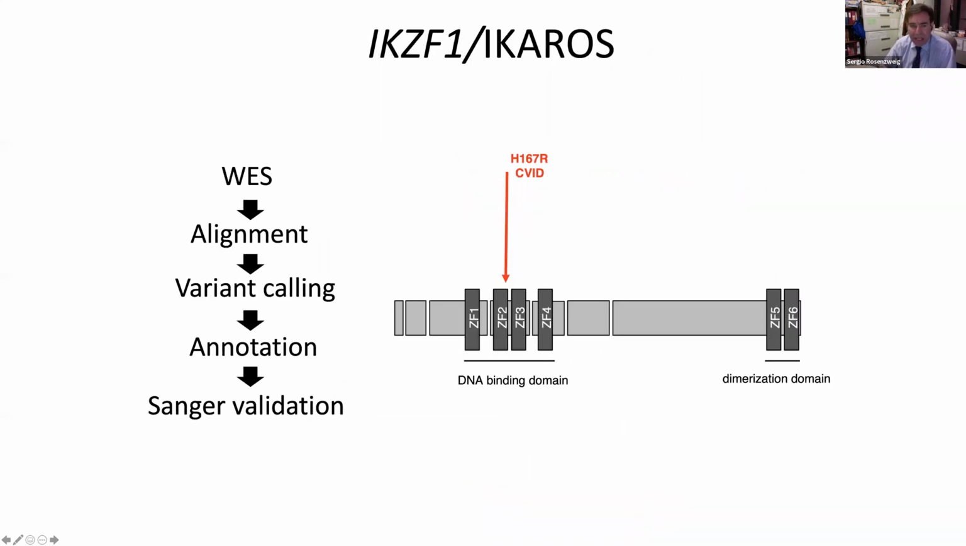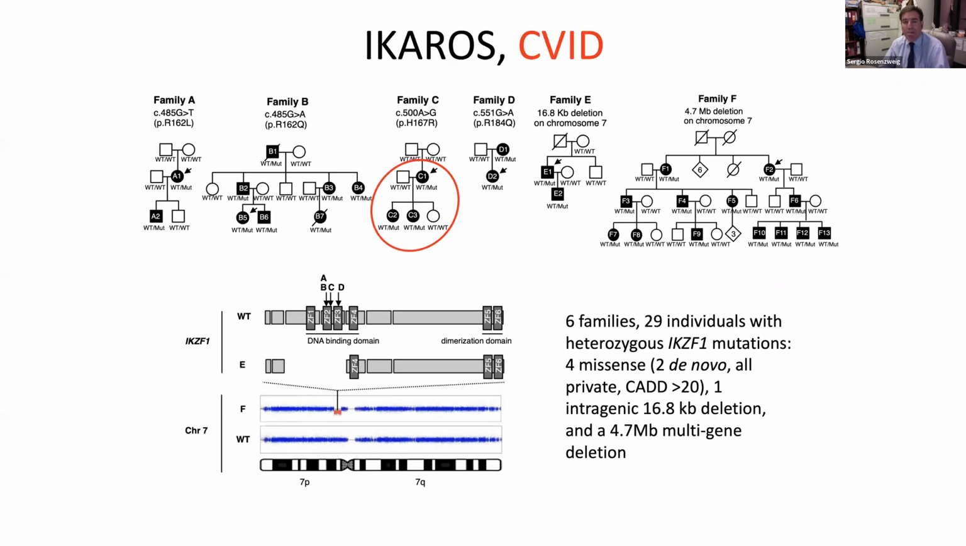Now, this is the mutation that we found in this particular family, and this is what we published. Mutations can come in different flavors. They can come as missense mutations, or they can be intragenic deletions or multi-gene deletions. The model that we're going to describe is single allele mutations. So whenever you find a single allele mutation, pay attention in IKAROS because they can come in multiple flavors: missense, intragenic deletions, or multi-gene deletions.